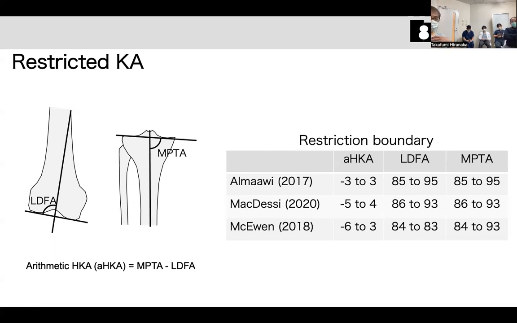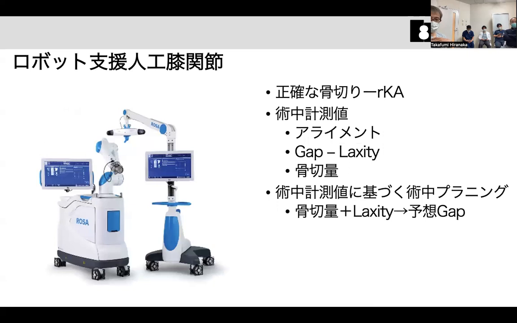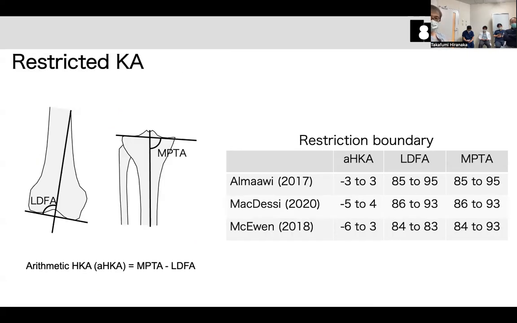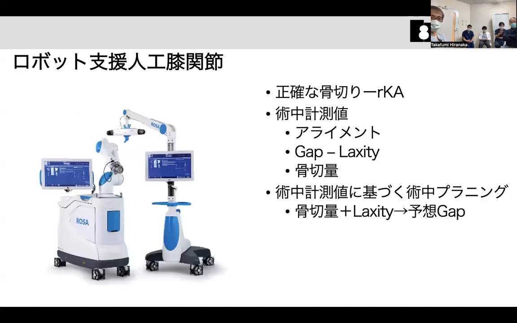So my boundary is minus 3 degrees to 3 degrees, and 5 or 6 degrees in varus, but never valgus. No. 5 degrees of valgus, but never varus. MPTA allows 5 or 6 degrees of varus, but never valgus. That's all. So, this is a robot.